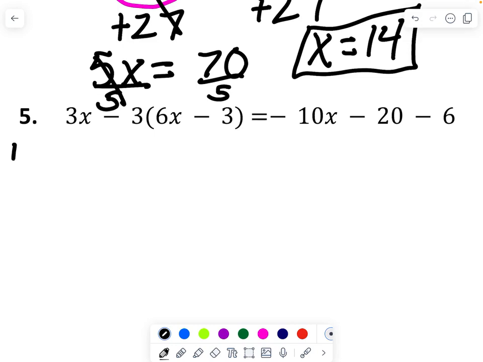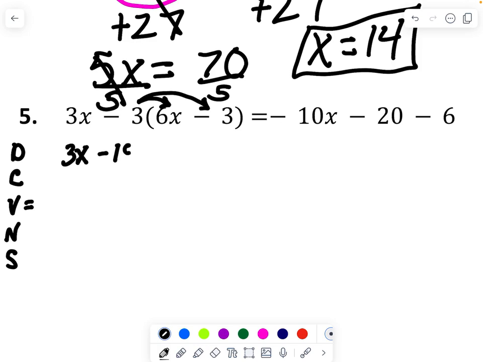Now remember, distributive and combined like terms help make your scary equations so much more simple. So let's start there. Distributive property. Don't worry about everything, just worry about getting rid of those parentheses. So I'm going to carry this 3x down because it's not part of distributive, but I know I have to do 2 multiplications right there. So negative 18x plus 9. And then let me carry everything else down. I only have to worry about distributive in the first step.